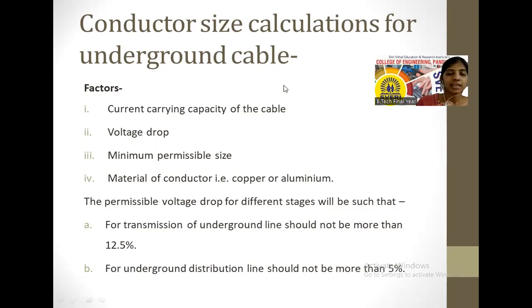Okay, so in the last session, we saw various examples and problems related to conductor size calculations for residential and industrial purposes. In this session, we are going to see the conductor size calculations for the underground cable. That means we have to find out the size of the conductor for the underground cable. So for that, which factors are going to be considered while solving the numerical?